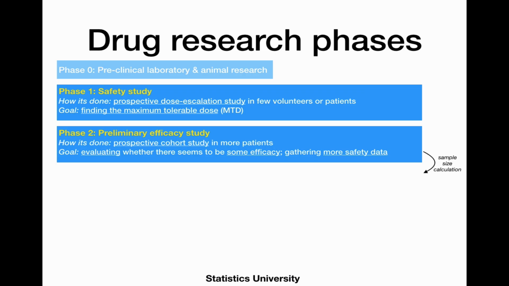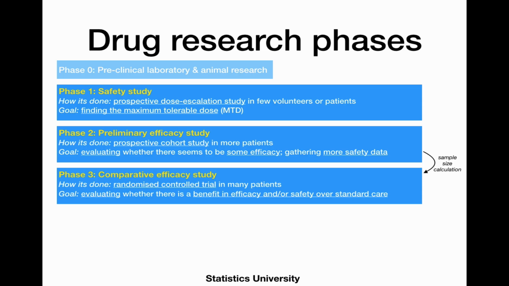of the intervention. Now, we also use the estimated efficacy for sample size calculations to design a phase 3 trial, which is a comparative efficacy study. And it's usually in the form of a randomized controlled trial in many patients. Here the goal is to evaluate whether there's a benefit in efficacy and or safety over standard care. And then if that is demonstrated, then usually the next step is the evaluation of market approval by the FDA.